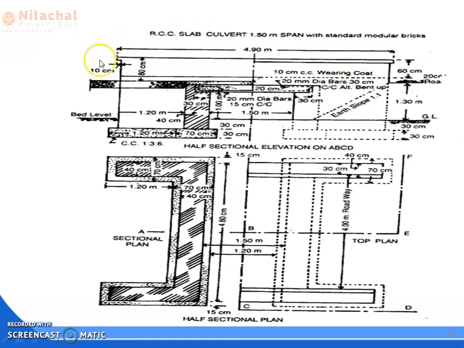Here 10 cm offset and another side 10 cm offset, minus, then we get the length is 4.70. Okay, the wall to wall distance is 4.70. Then height is what? In case of height, we consider 10 cm below ground level.